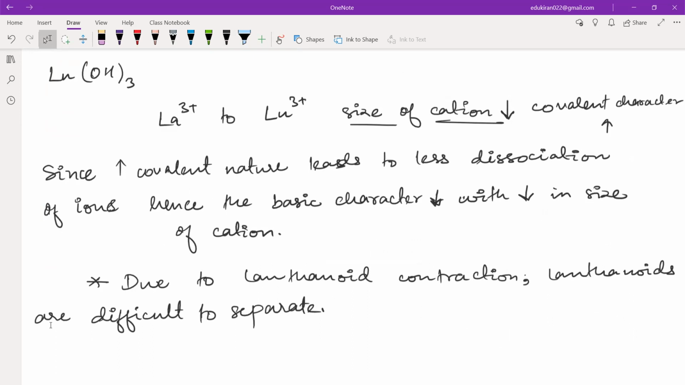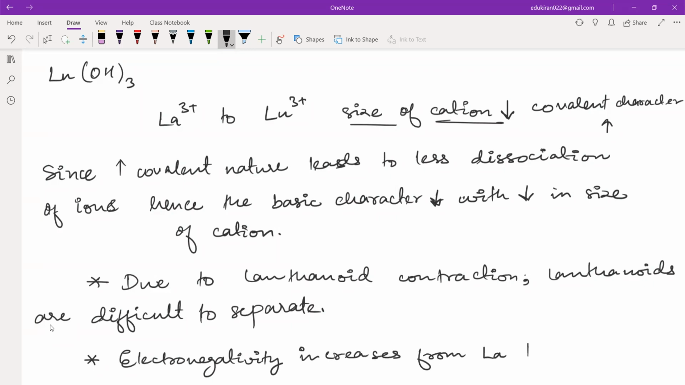Other points you can also write about the electronegativity, because size is also dependent on electronegativity, but these are metals, so I would not write. If you don't remember any point at the end, then you can write this in the examination: the electronegativity increases from lanthanum to lutetium.